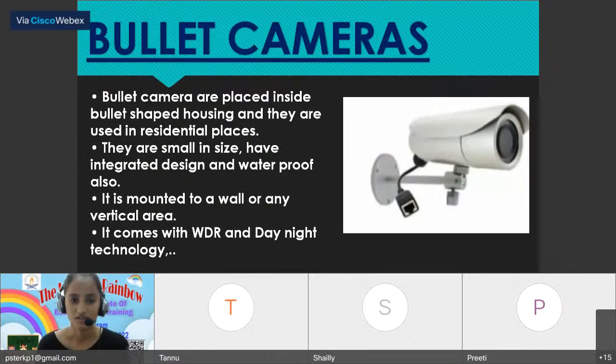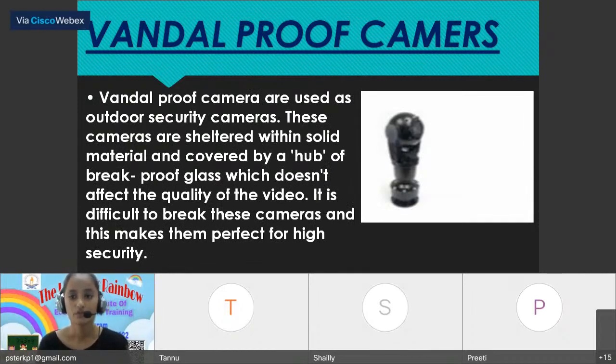Next, bullet cameras. Bullet cameras are placed inside bullet shaped housing and they are used in residential places. They are small in size, have an integrated design and are waterproof also. It is mounted to a wall or any vertical area. It comes with a WDR. Now, weatherproof cameras. Weatherproof cameras are used as outdoor security cameras. These cameras are sheltered within solid material and covered by a hub of break-proof glass, which doesn't affect the quality of the video. Means these cameras are very hard.